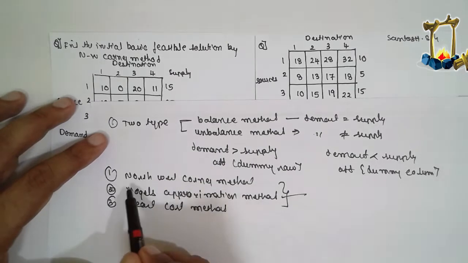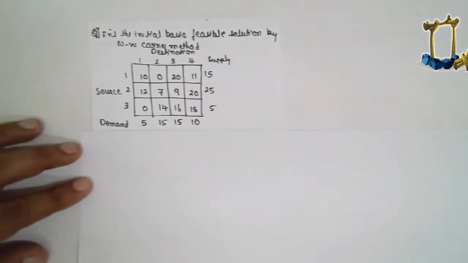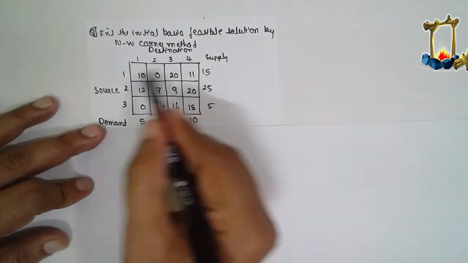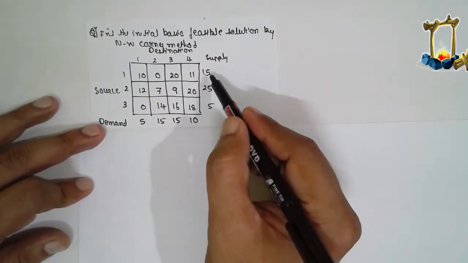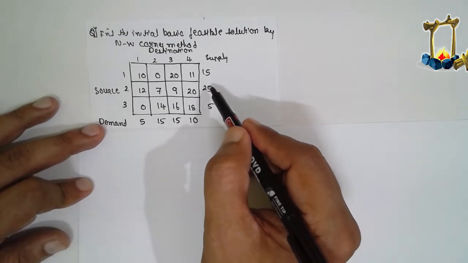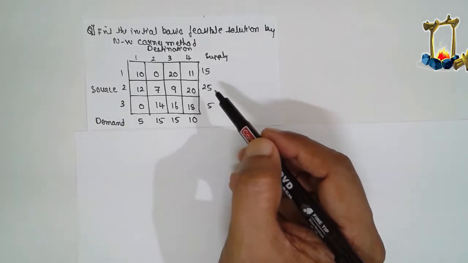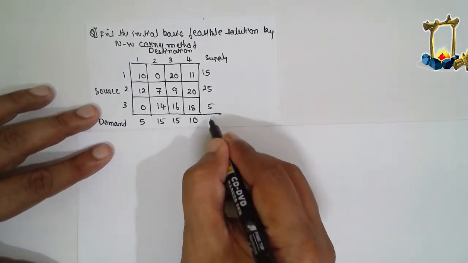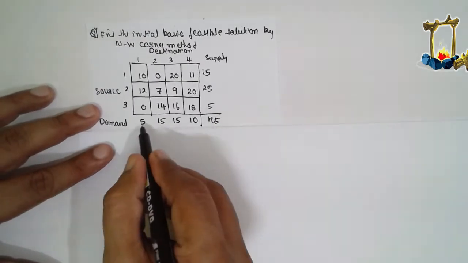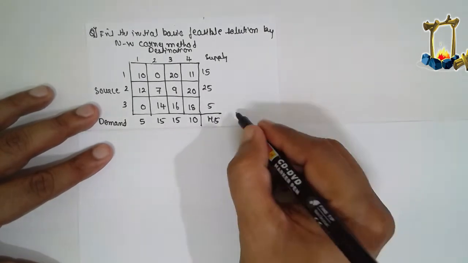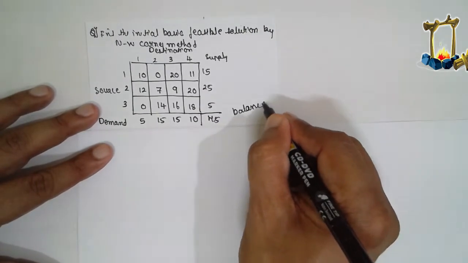Now, first method, the northwest corner method. This is the problem they have given. This is the source, this is the destination. Now, you have to check whether the given problem is balanced or not. Check it out: 15, 25 and 5 becomes 45. And 5 plus 15 plus 15 plus 10 is again 45. It is a balanced problem.